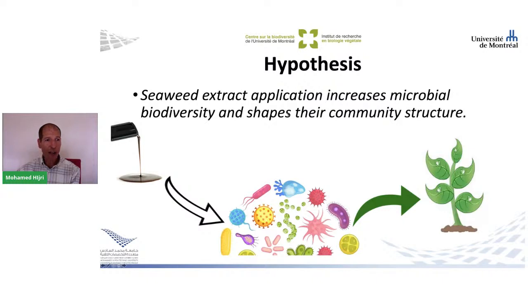So the hypothesis was that seaweed extract application increases microbial diversity and shapes microbial structure. Typically, we're interested in two factors: the microbial richness, which we call alpha diversity, and also the community structure, which refers to beta diversity. Typically, by applying seaweed extract, we have a direct effect on microbial communities, and in their turn, they have an impact on the plant growth.